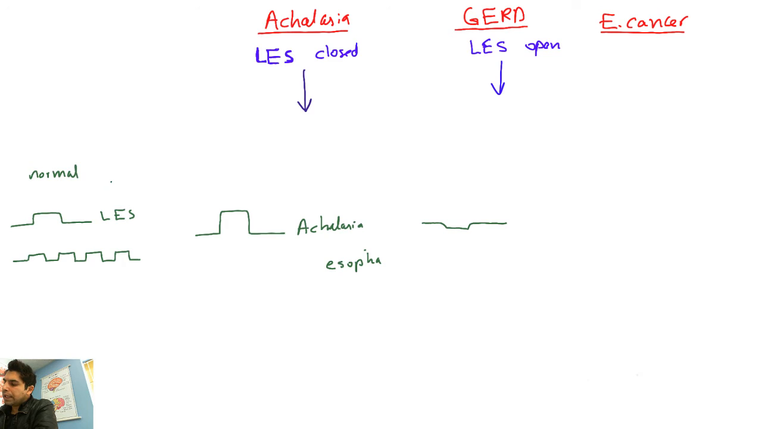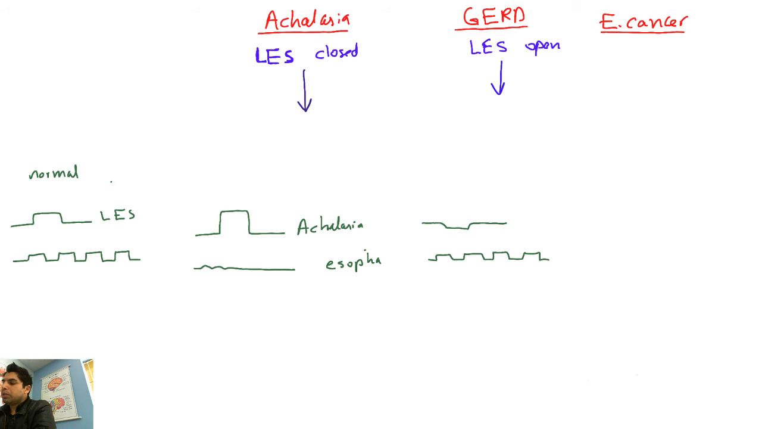Now for achalasia in the esophagus, actually the tone is chaotic. And it doesn't contract properly. So it would be this. Okay. So now in GERD, the tone of the esophagus is perfectly normal. It's only the LES tone that's decreased.